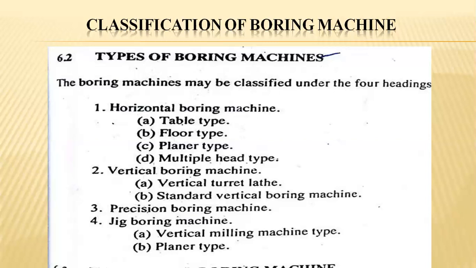Finally, the jig boring machine, which is subclassified into 2 types, that is the vertical milling machine type and the planer type. The vertical milling machine type is used to monitor the dimensions in 3-dimensional strategies. The planer type is for surface finishing, with additional factors commenced apart from the bore.